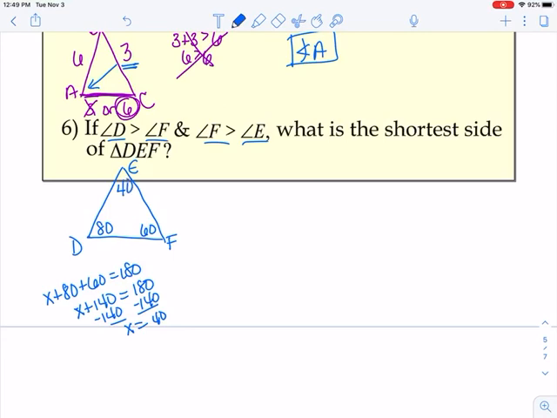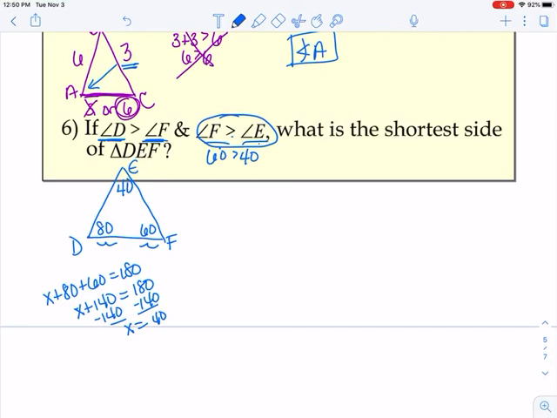Okay, so again, we forced D to be greater than F when I picked out 80 and 60. So now let's see if this holds true. Is angle F greater than angle E? Is 60 greater than 40? And it is. Okay, so now we can go ahead and answer what the shortest side of that triangle is.